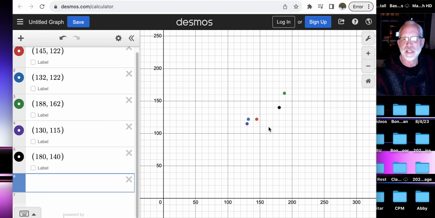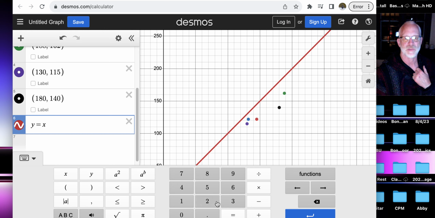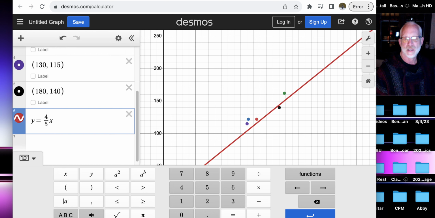So what we're going to do is kind of drop a line in here so we can get a feel for the relationship between height and reach. So I'm just going to make a guess here. I'm going to say y equals x, and you don't have to understand this yet. I'm just kind of playing around. Y equals x. It's got to come down a little bit, so I'm going to say, how about y equals less than x? I'll say 4/5 x. That's pretty good.